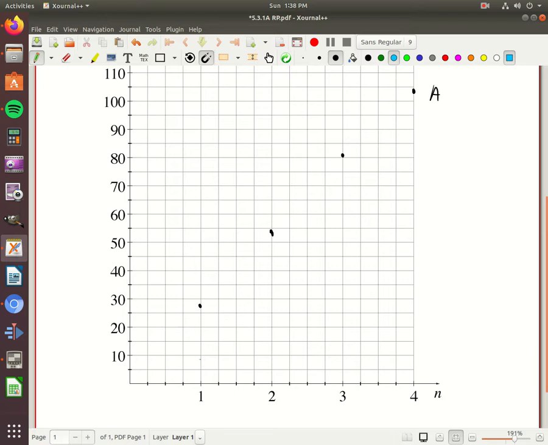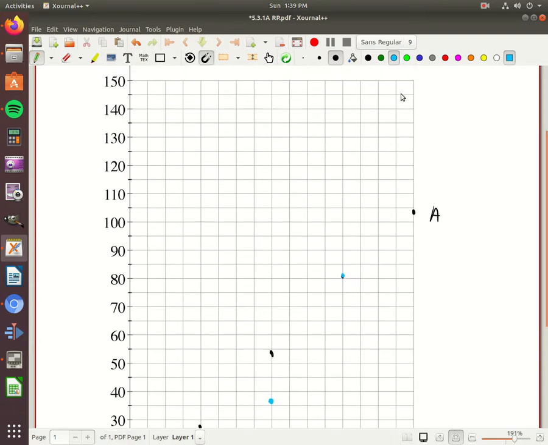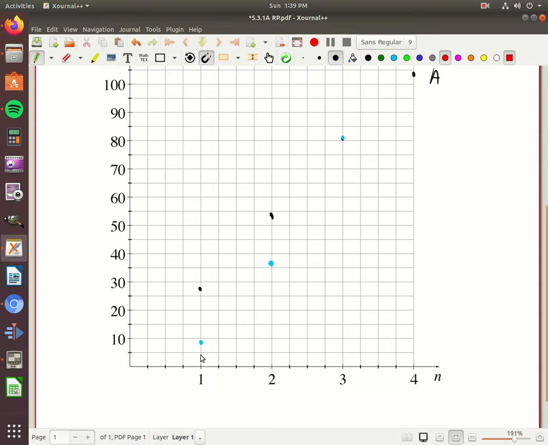Let's change colors and do pattern B. Pattern B started at 9, and then it jumps to 36. It jumps again to 81. And then it jumps to 144. That was pattern B. And finally, pattern C started at 6. It jumps to 12, 24, and 48.